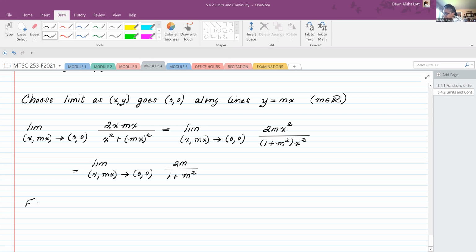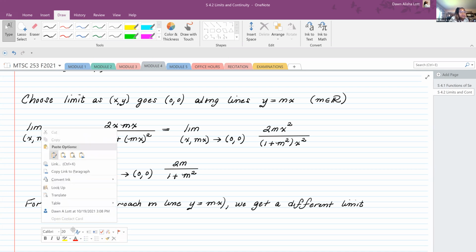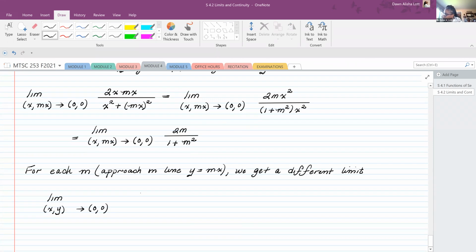So for each m, and that is an approach along a different line, we get a different limit. So that means that the limit as xy approaches 0, 0 of the function 2xy over x squared plus y squared does not exist.